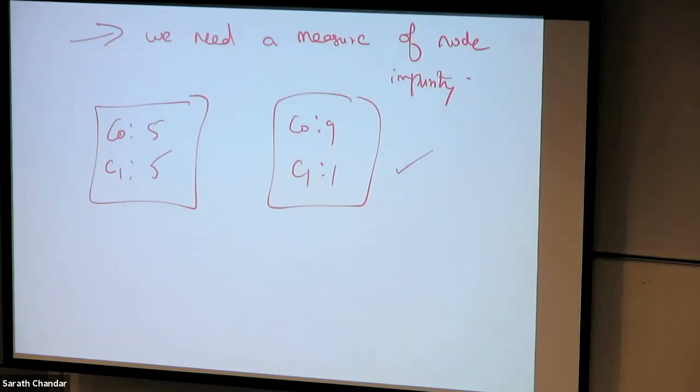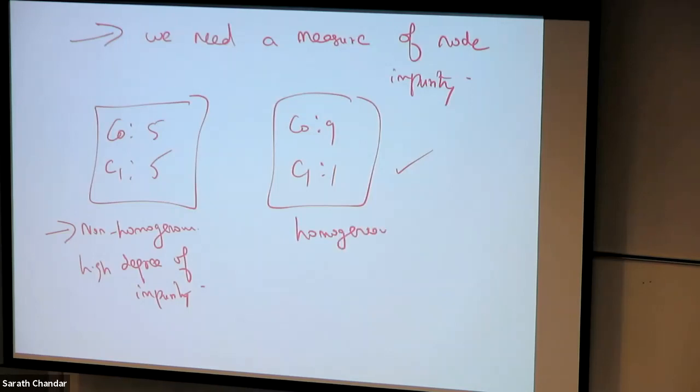So how do I translate this preference into a mathematical equation? Now the first split is non-homogeneous, and it has a high degree of impurity, right? So what do I mean by impurity? It is not from one class, it has mixed classes, which we are going to call impurity. On the other hand, the second one is more homogeneous, and it has a low degree of impurity.